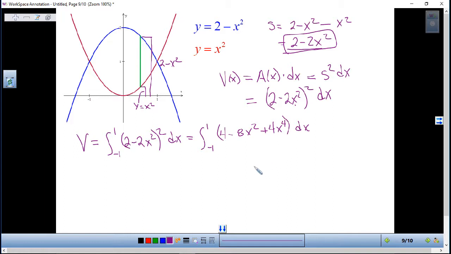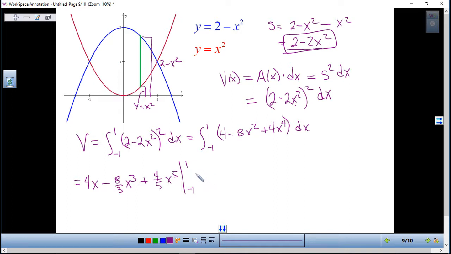dx. Alright, so at that point, all you have to do is integrate this. And guys, the integration of this is not that difficult because we just integrate term by term. So what do we end up with? Well, the integral of 4 is 4x. Integral of 8x squared, we increase that by 1 and divide by it, so it's minus 8 thirds x to the third. Antiderivative of this, you increase that and divide by it, so it's plus 4 fifths x to the fifth. And we're evaluating that from negative 1 to 1.